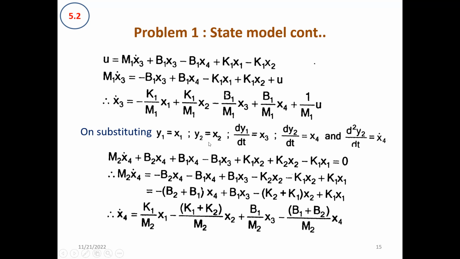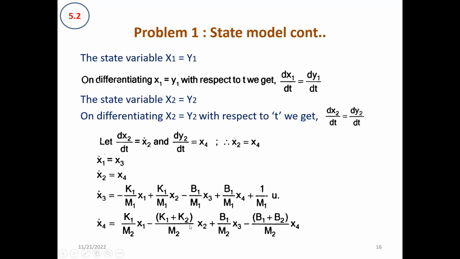Likewise, you can substitute the values: y1 equal to x1, y2 equal to x2, dy1 by dt equal to x3, dy2 by dt equal to x4, and d square y2 by dt square equal to x4 dot. This we can substitute in equation 2 and identify x4 dot, divided by M2. Here I am differentiating: dx1 by dt equal to dy1 by dt. We get the state variable functions. According to that, x1 dot equal to x3 and x2 dot equal to x4. Then x3 dot we already calculated and x4 dot also calculated.